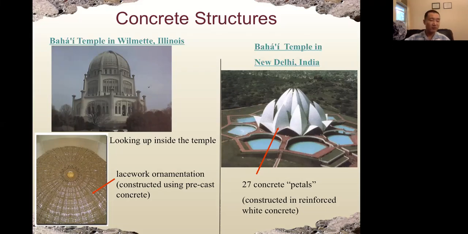So here shows some of the famous concrete structures in the world. Okay. So the picture on the upper left is the Baha'i Temple in Illinois, which is close to Northwestern University. The picture on the right is the Baha'i Temple in India. Okay. So that concrete is made with so-called white cement. As you can see, the color is white instead of gray, which is the typical color for modern concrete.